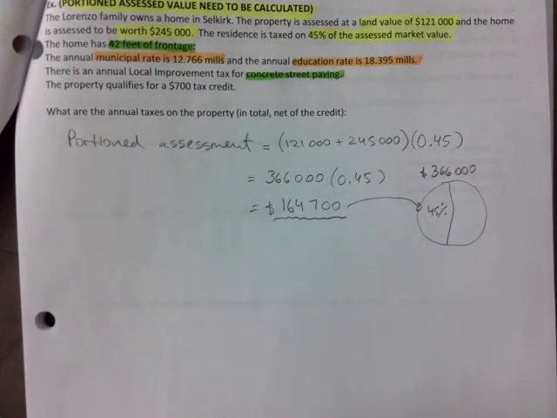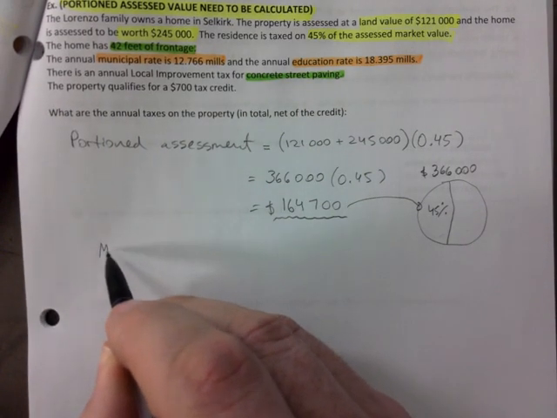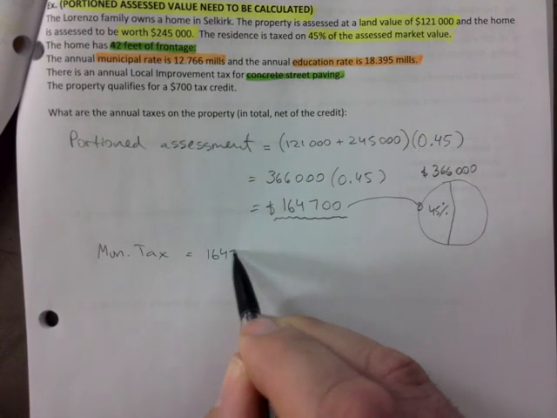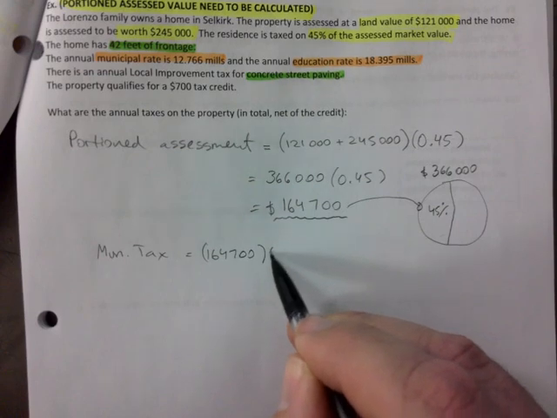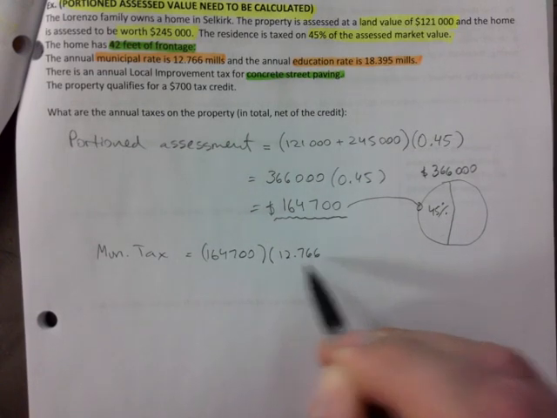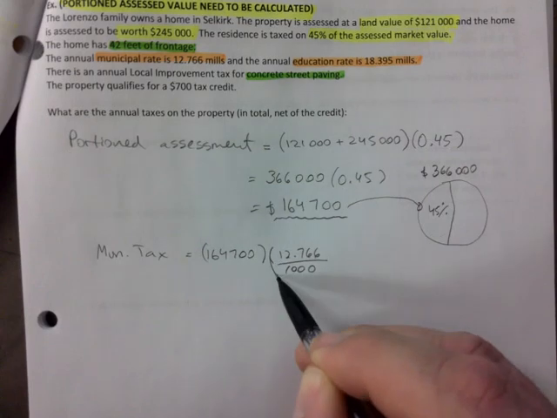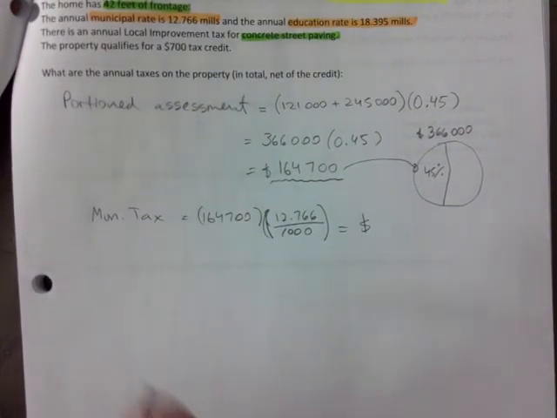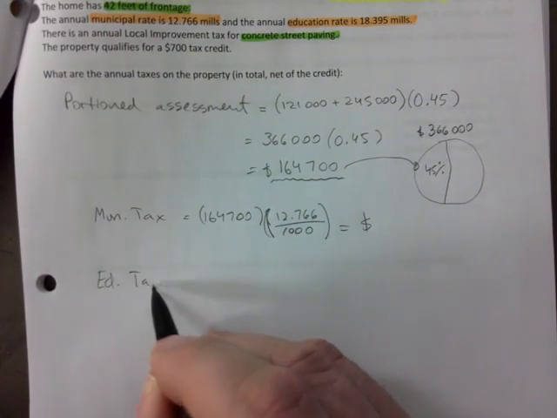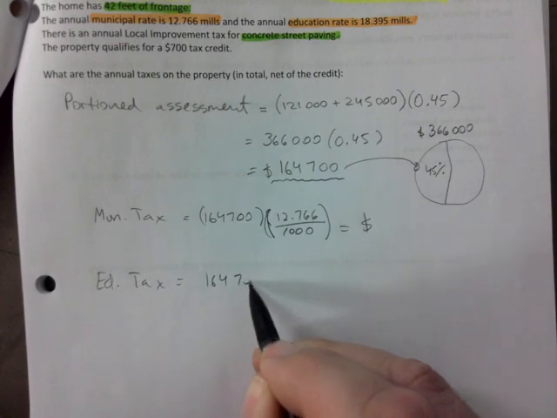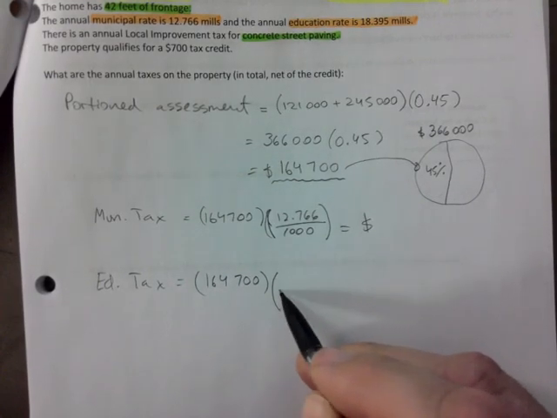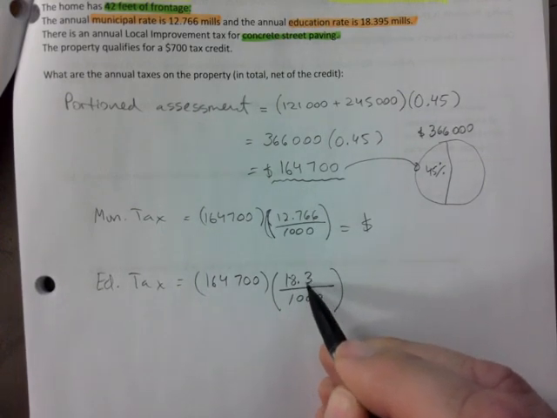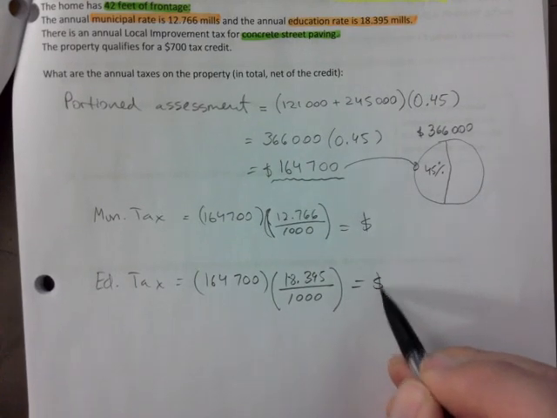Okay, so here we go. Which one do you want to do first? It doesn't matter. Municipal tax, just label them clearly. 164,700. You multiply that by 12.766 over 1,000. Okay, it's over 1,000. We'll figure that out in a bit. I'll do educational tax is 164,700. And what is the mill rate for that one? Is 18.395. We'll figure that out in a bit.